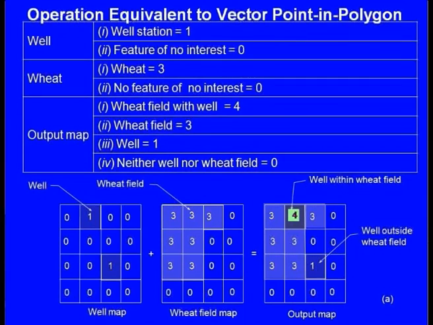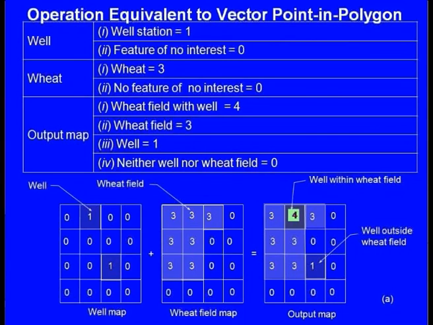What we are now going to perform on a raster overlay is an operation which is equivalent to vector overlay point in polygon. Since a well is a point and the wheat area where there is crop being grown is a polygon, what we would like to find out is to identify the well which is within wheat areas and identify the well which does not fall in the wheat area.